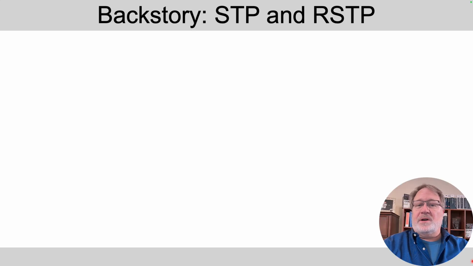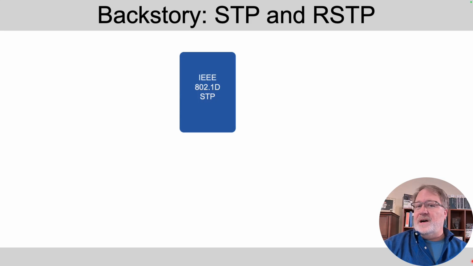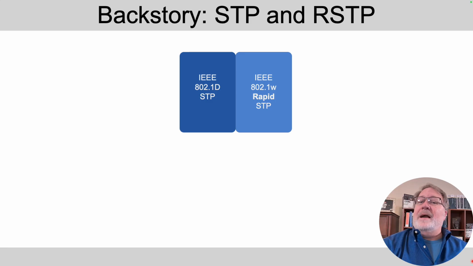First, let me make sure you're clear on some terminology. STP, without the R in front, was first defined by the IEEE in the 802.1D standard. It came out in 1990, as it turns out. And then later, the IEEE made an addendum to that standard called 802.1w and defined Rapid STP, or RSTP. That was about 10 years later, call it year 2000, 2001, somewhere around there. So about 10 years later, they said, we want to improve this. And the main thing they improved is how fast it converged when something changed.